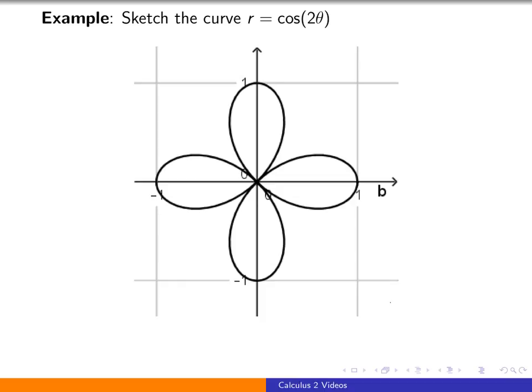In general, it's very reasonable for us to ask you to sketch curves of this form, r equals cosine of some whole number times theta, and r equals sine of some whole number, call it m, times theta. So it could be cosine 2 theta, or it just as easily could be sine of 3 theta. But regardless, the approach that we've used in this example will carry over.